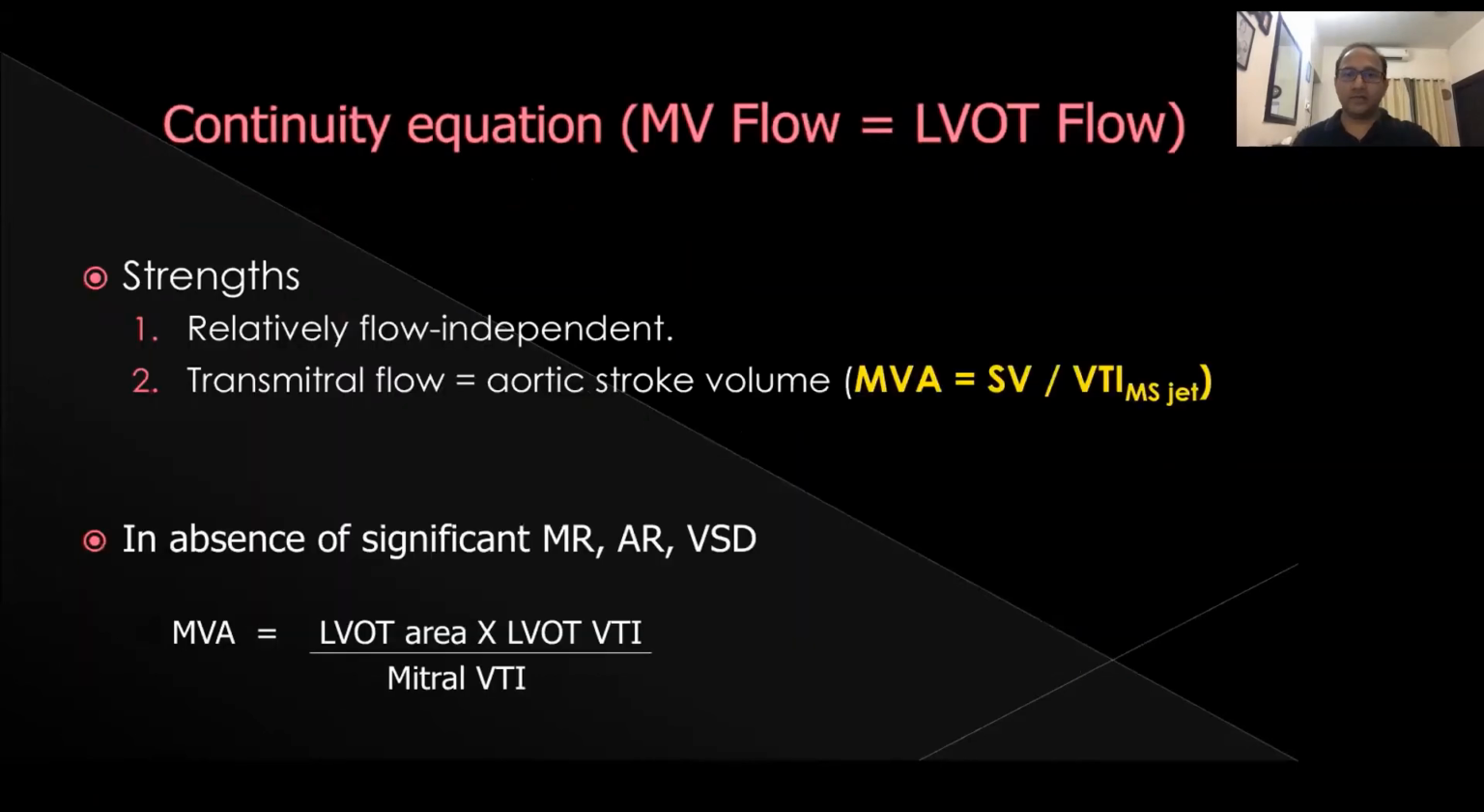Coming on to mentioning continuity equation, yes, it is relatively flow independent. Exactly the way you calculate in aortic stenosis by continuity equation, you can actually use the LVOT area into VTI for the stroke volume divided by the mitral valve VTI. So that can also give you a mitral valve area.